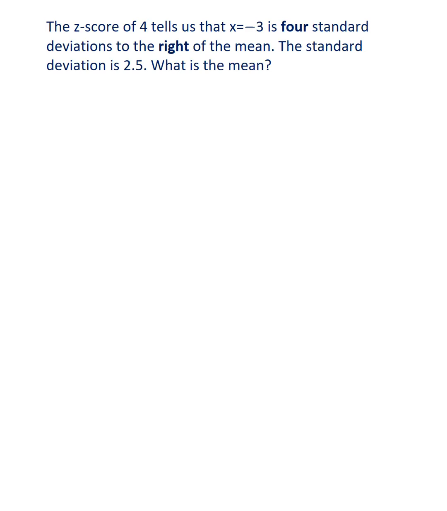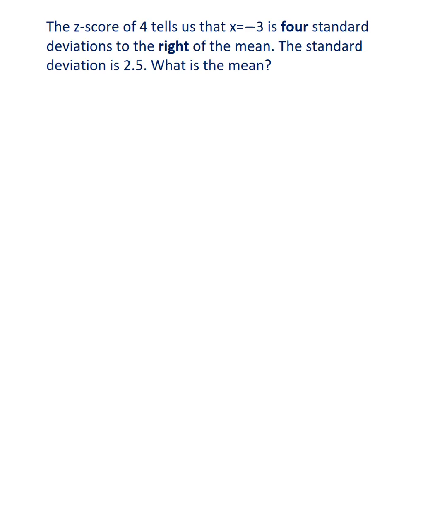Now, we understand that z-score is meant to be neutral, right? So it really doesn't tell us anything other than how the distribution is from the mean and how many standard deviations. So if they gave us everything in z-score, what does it mean in the context? So that's this problem. The z-score of 4 tells us that x equals -3 is 4 standard deviations to the right of the mean. The standard deviation is 2.5. What is the mean?